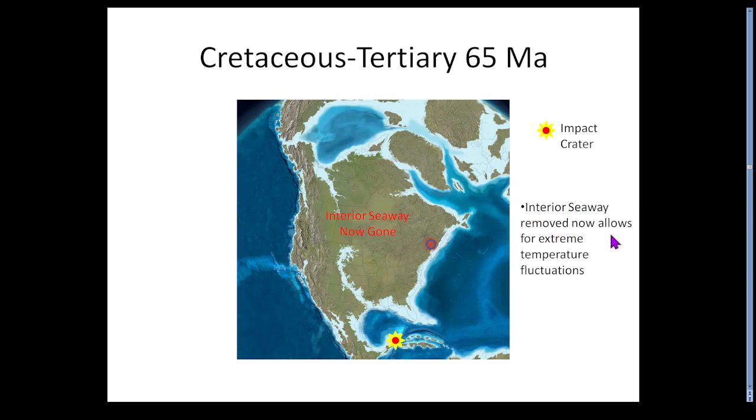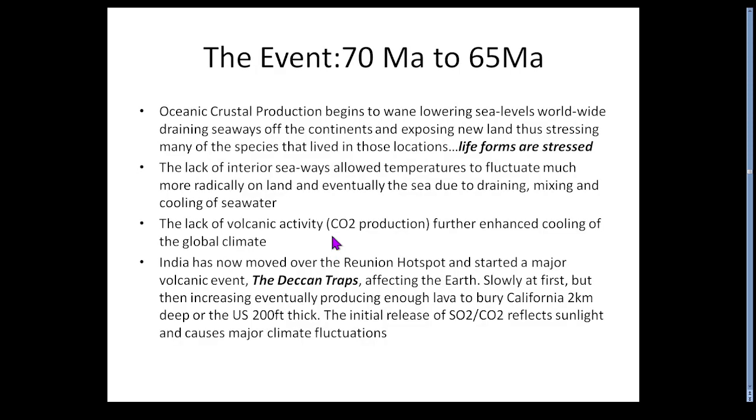Interior seaways were removed, and now temperatures are starting to fluctuate. All this area right here, this giant swamp, and this is on other continents too, is gone. So anything that lived there is dead. Anything that ate the things that lived there is dead, or they had to adapt. And now, what was once a tropical, somewhat consistent paradise is a dry area, and that's causing a lot of problems. It's stressing the life forms that live there. So now the event.